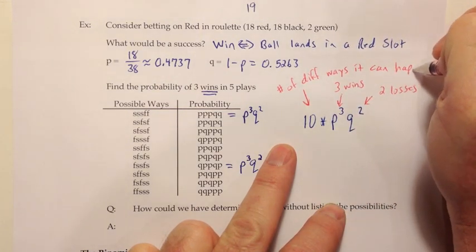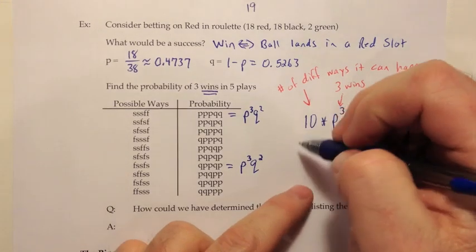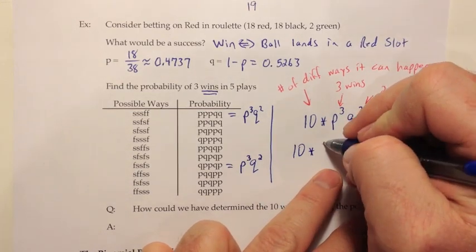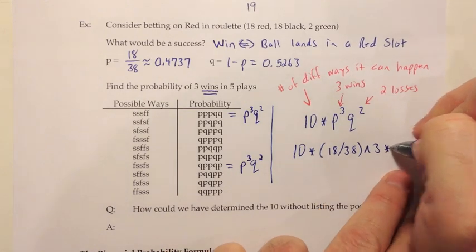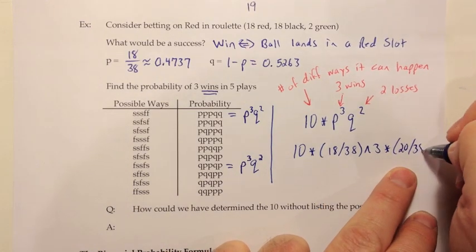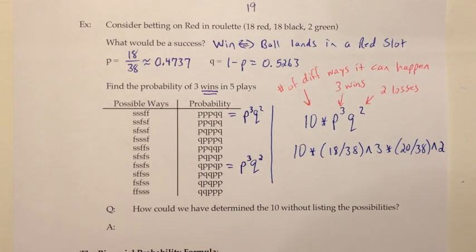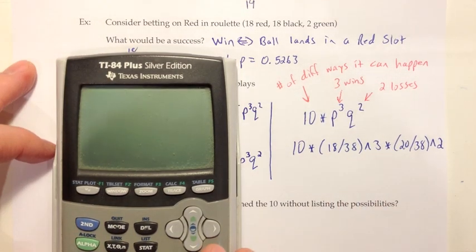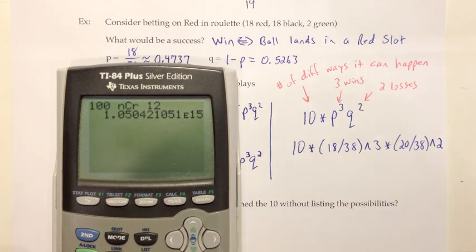And anytime we're doing one of these success-failure problems, we're going to want to have all 3 of those pieces. Now let's go ahead and calculate this one out. So on the calculator, what that's going to look like is 10 times 18 out of 38 raised to the third times 20 out of 38 raised to the second. That may look a little weird the way I've written it down, but that's the way it's going to look in the calculator. And I did use the fractions instead of the decimal because the decimal has some rounding error in it, so I'd rather have the exact answer of the fraction for doing this work.